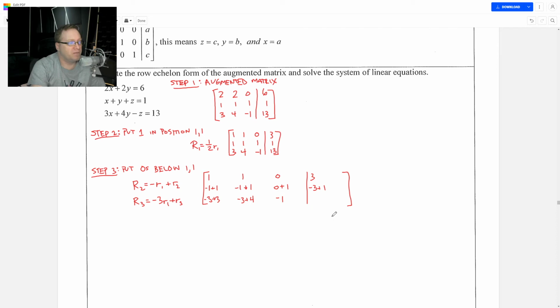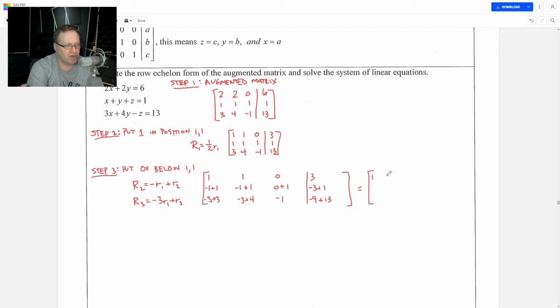And then finally, over here, we're going to have -3 times old row 1, which is 3. So -3 times 3 is -9. And we're going to add old row 3, which is 13. All right. So now we just need to calculate all these.